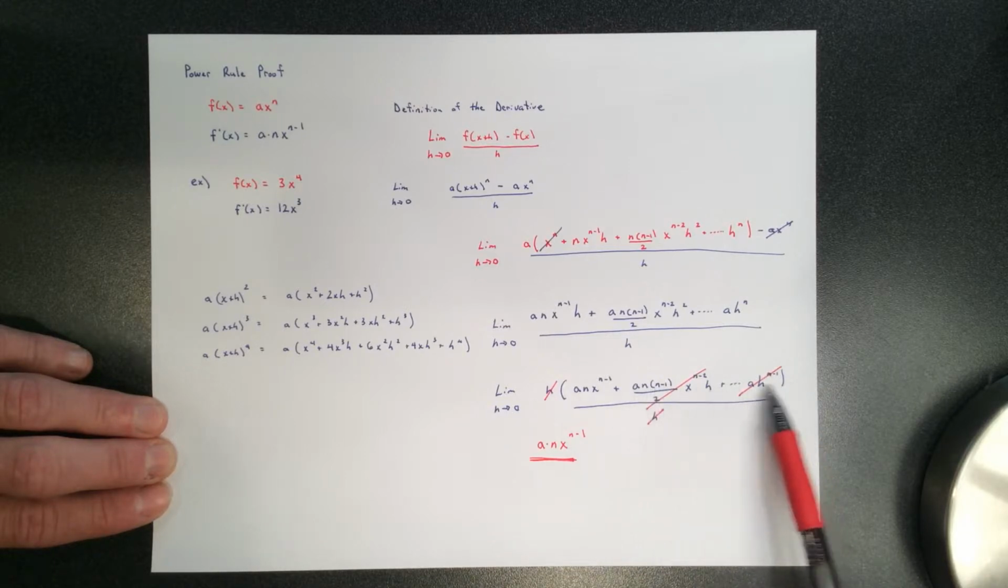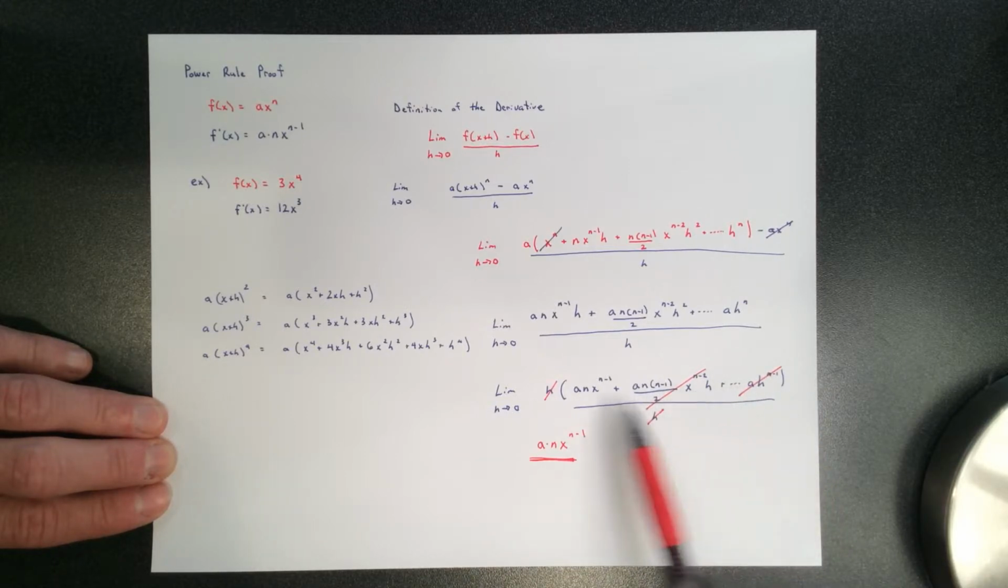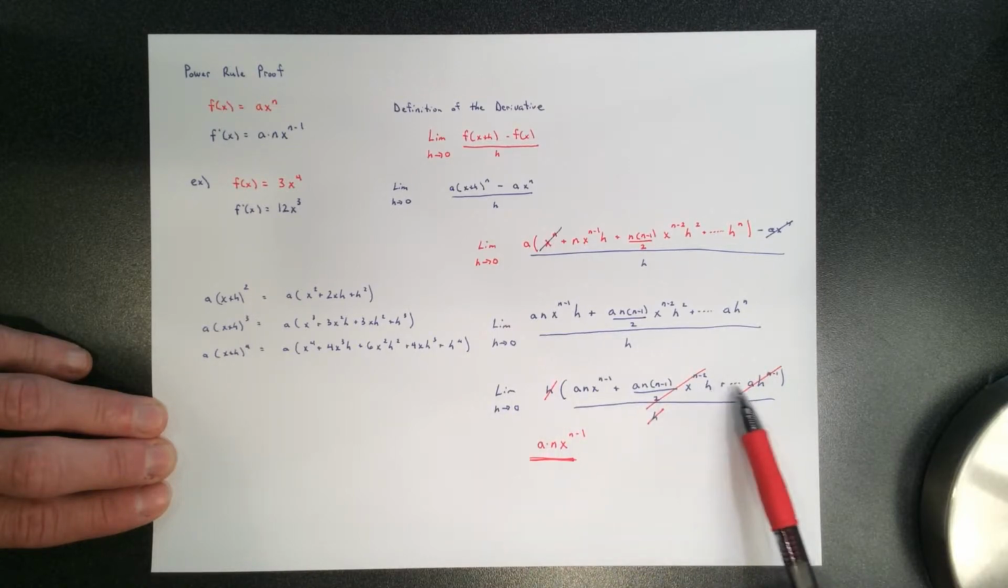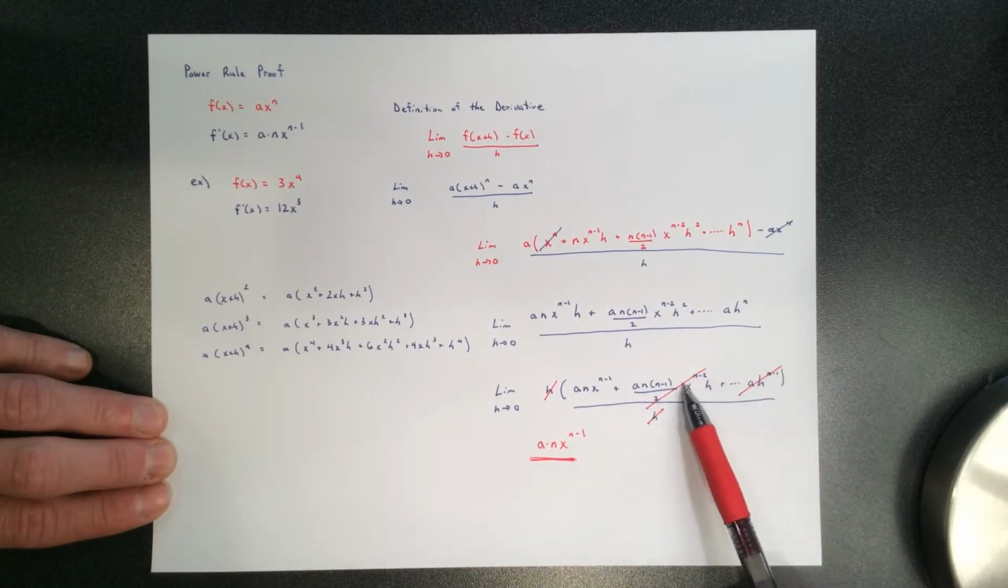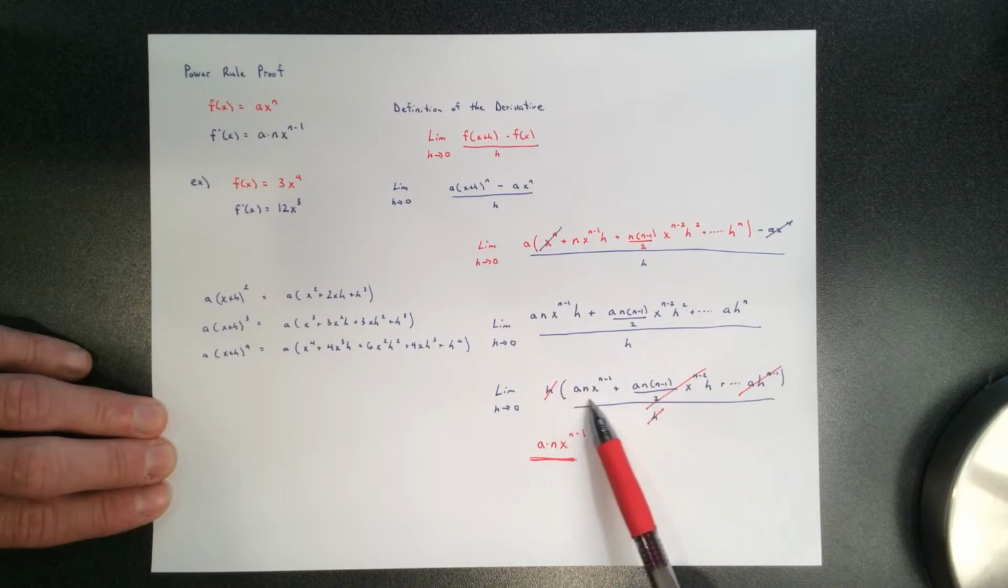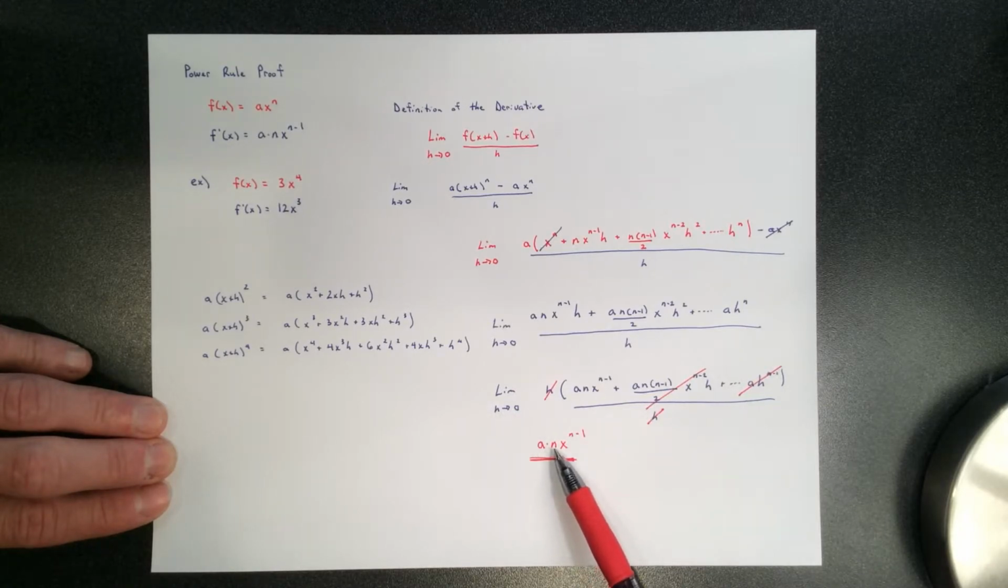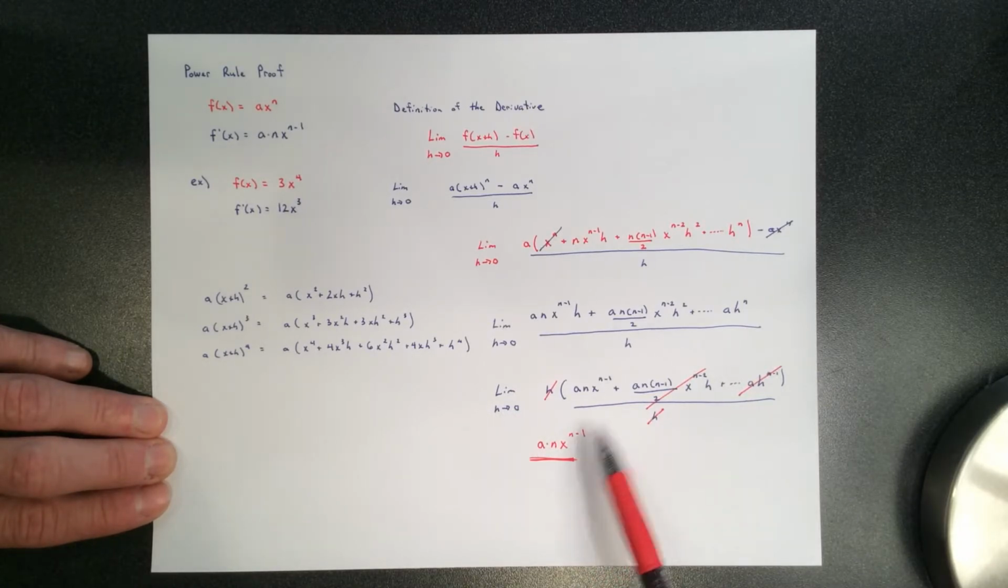All of these terms still had an h in them, so when I looked at the limit as h goes to 0, I keep plugging in 0 for all of these, and all of those then go away, and the only term left that survives the limit is this. And so the limit of this function is a times n times x to the n minus 1, which is exactly what the power rule says.